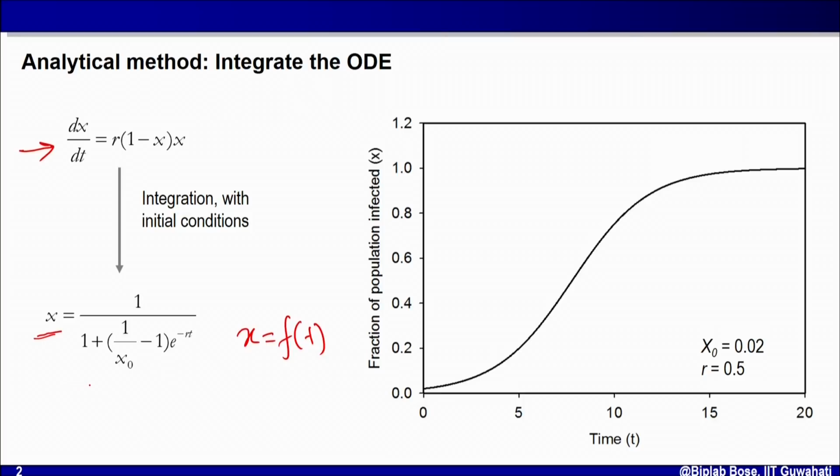Now if we replace the value of x0 in this function and the value of r with a numerical value, then we can know what the fraction of population infected will be at a particular time t. Or rather, if we take different values of t for a fixed value of x0 and r, then we can draw a graph like the one shown here. We have discussed this for two or three problems, for example growth of population, logistic growth of population, like that.